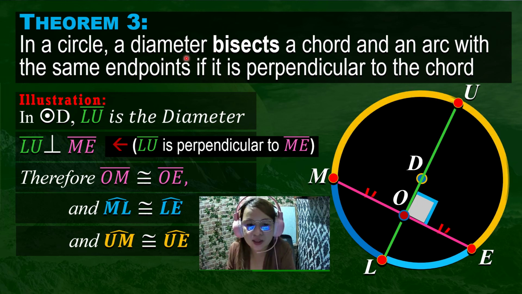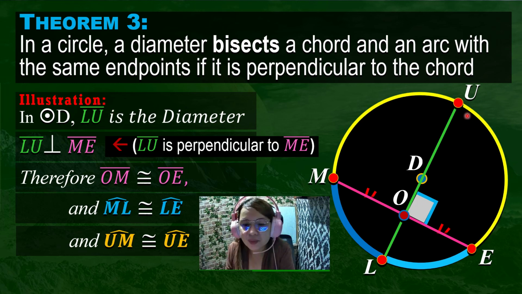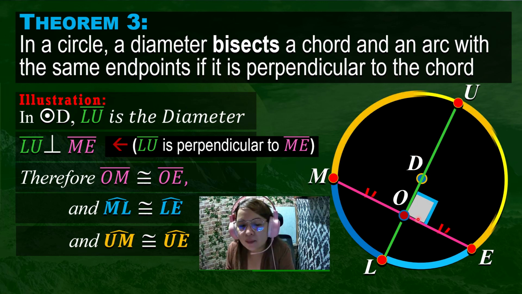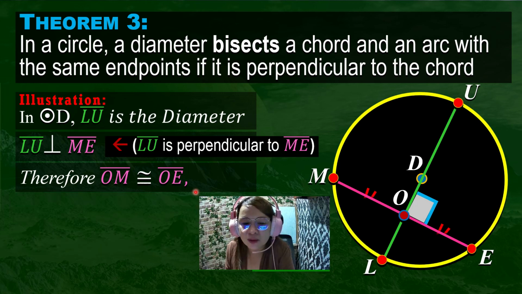Theorem number 3. A diameter bisects a chord and an arc with the same endpoints if it is perpendicular to the chord. Pag sinabi kasi natin perpendicular, mag-form siya ng 90 degree angle. Segment OM is also congruent to segment OE.